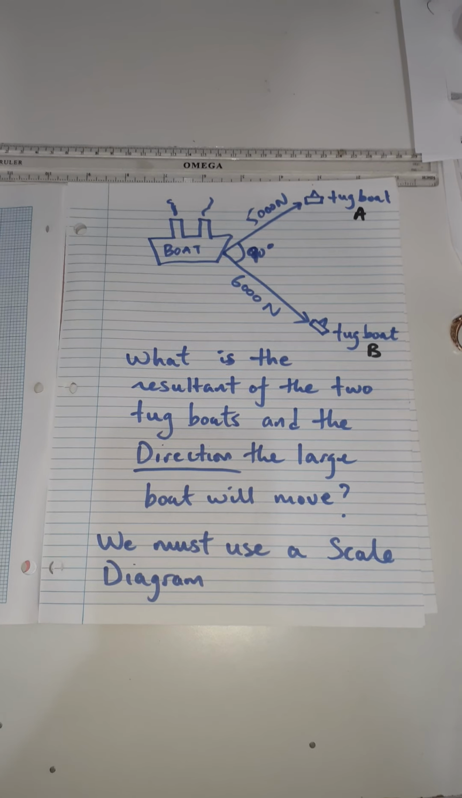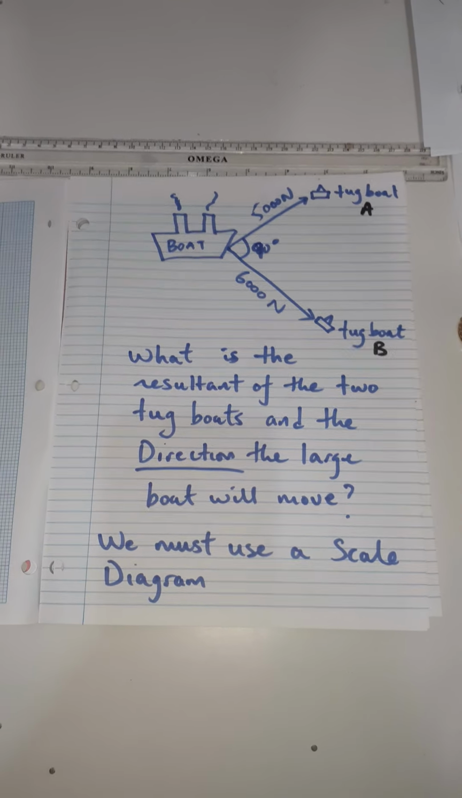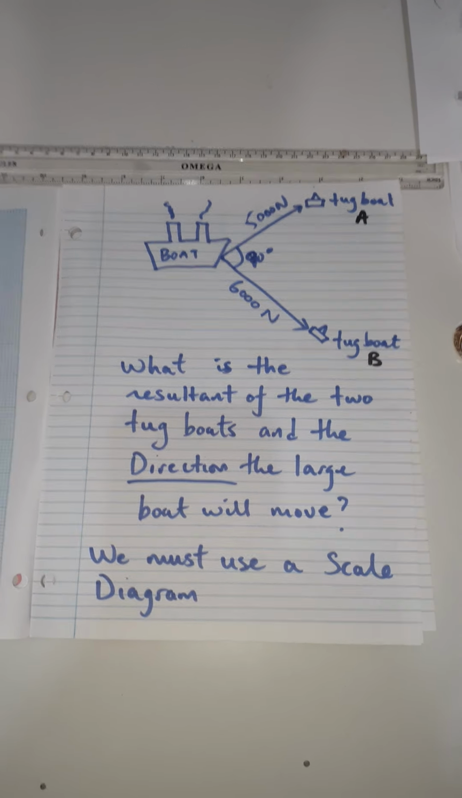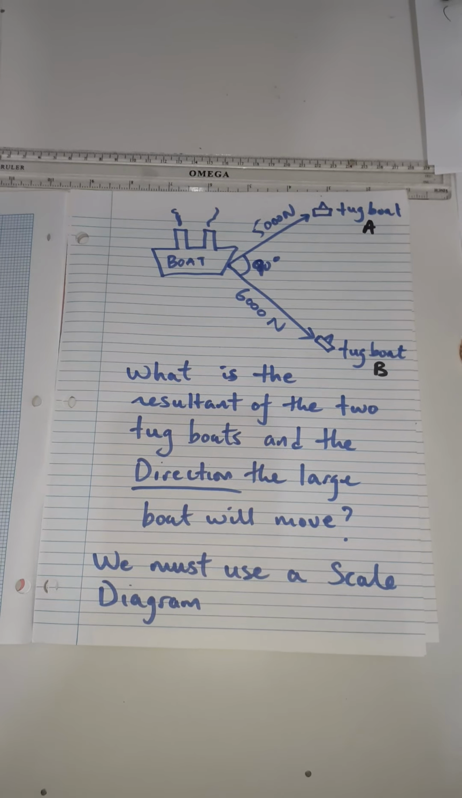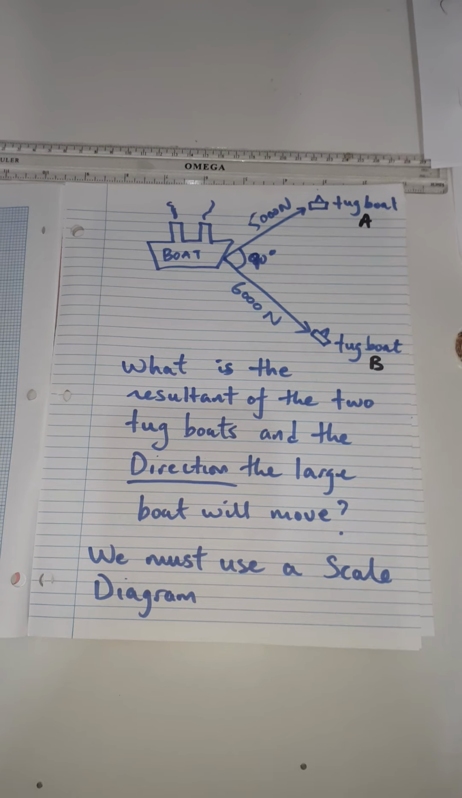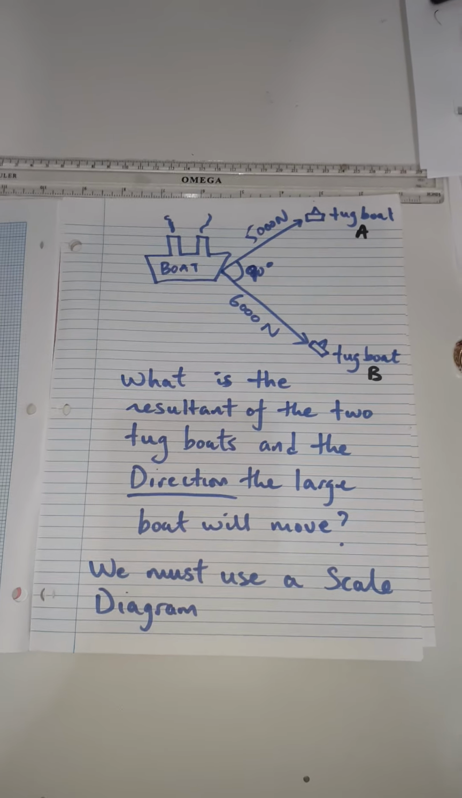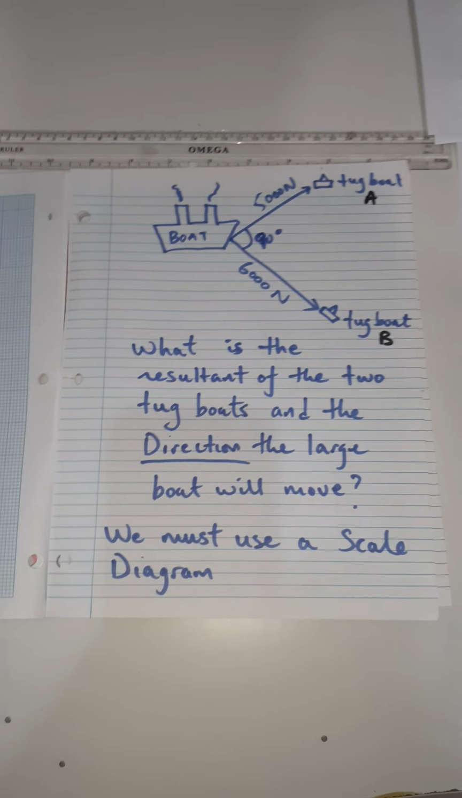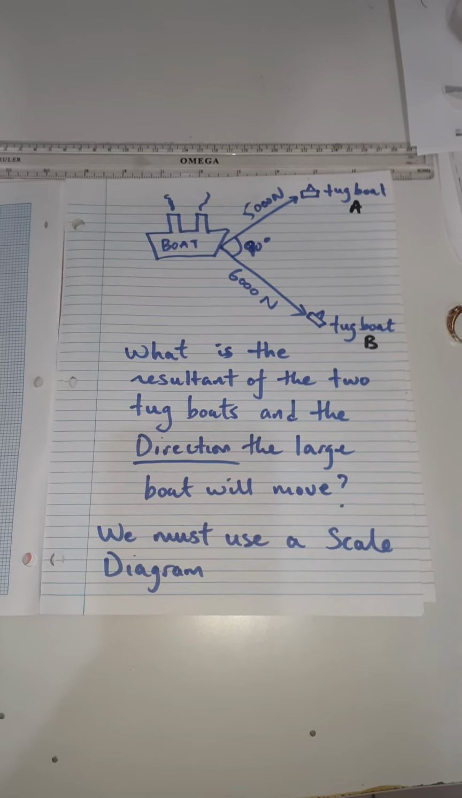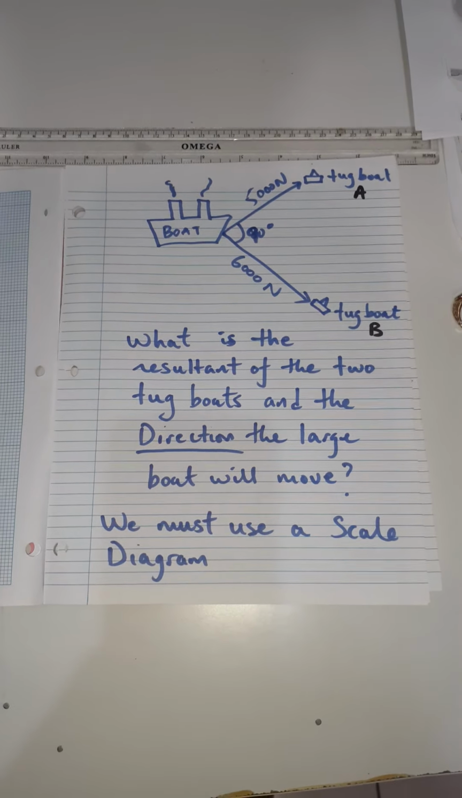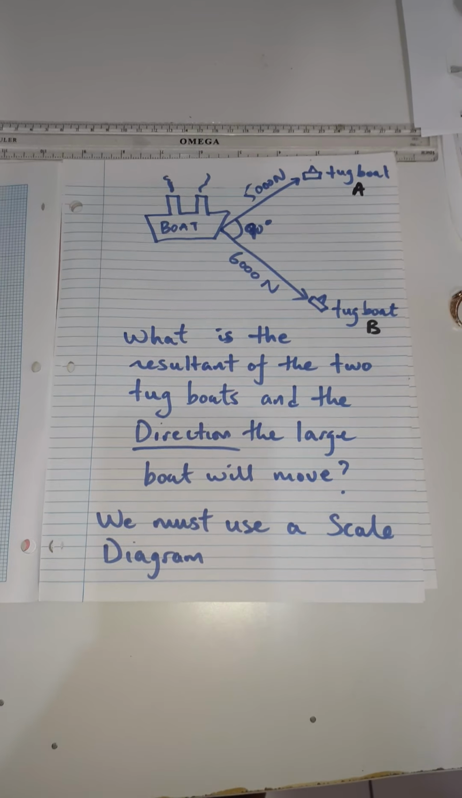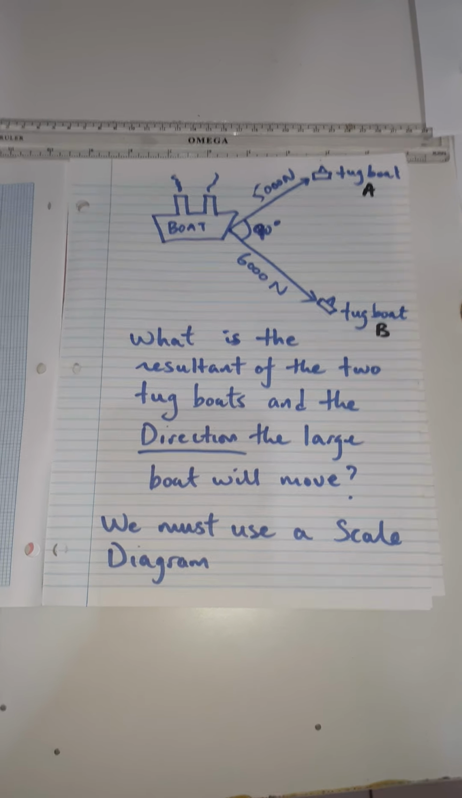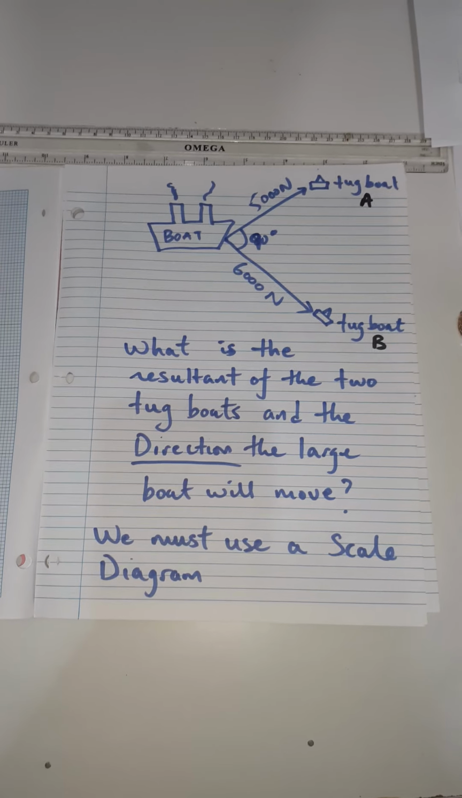So our job today is to find out what is the resultant force of the two tugboats and the direction the large boat will move. The first thing we must do in order to find this is to draw a scale diagram, right, which in this case is the parallelogram law diagram that we are going to draw, right?